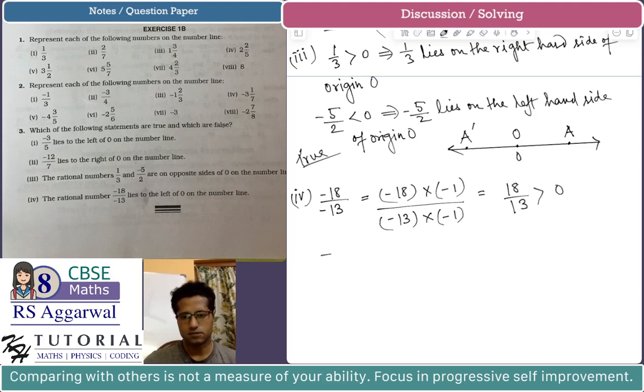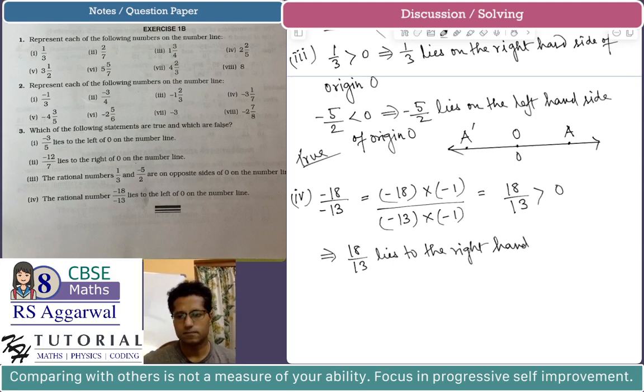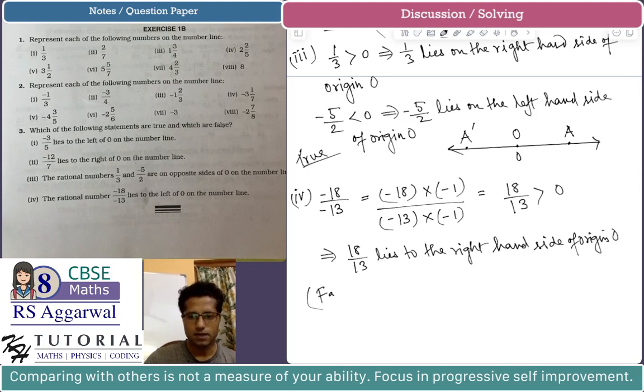This implies 18 by 13 lies to the right hand side of origin O. Therefore, this statement is false, as it is saying the rational number minus 18 by minus 13 lies to the left of 0 on the number line. So, it's a false statement.